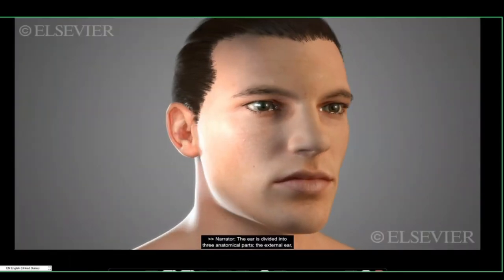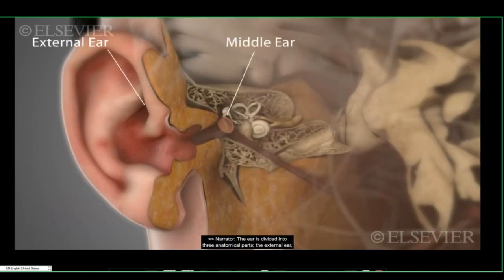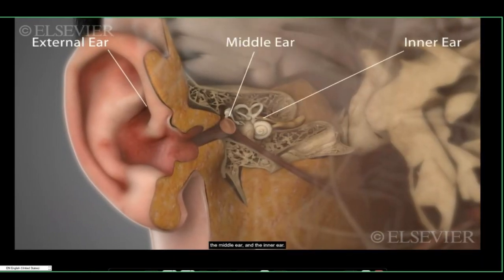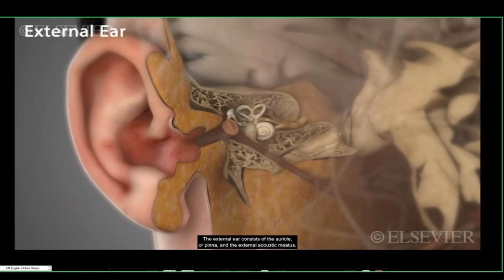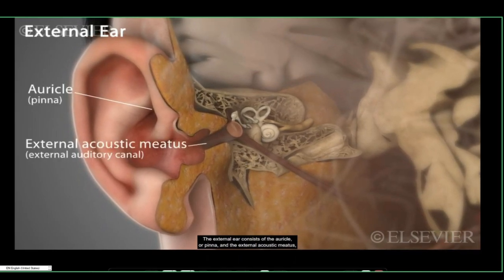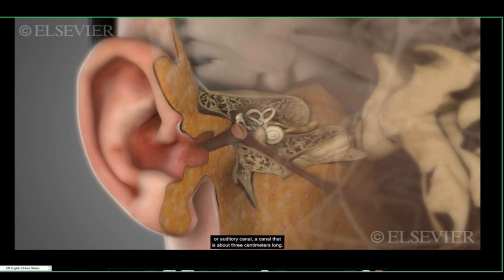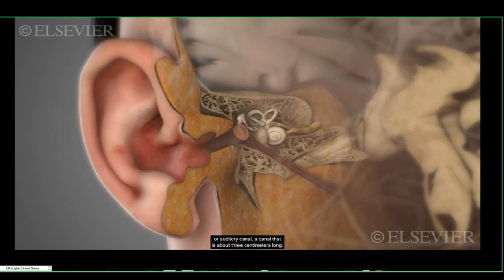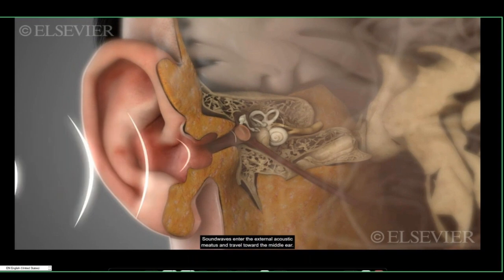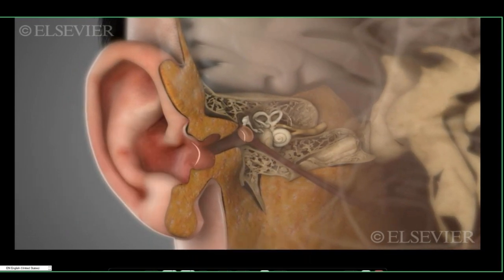The ear is divided into three anatomical parts: the external ear, the middle ear, and the inner ear. The external ear consists of the auricle, or pinna, and the external acoustic meatus, or auditory canal, a canal that is about 3 centimeters long. Sound waves enter the external acoustic meatus and travel toward the middle ear.